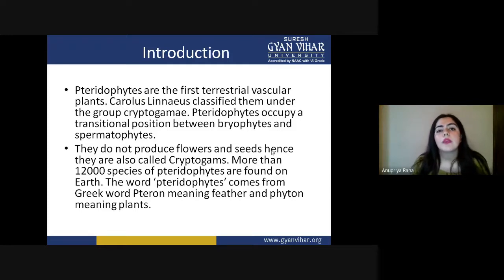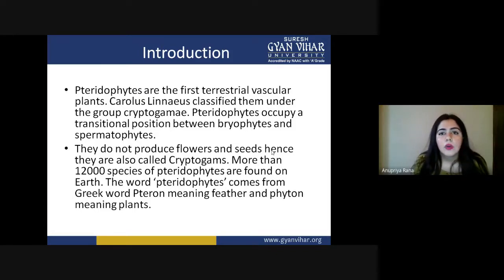Basically, when we see the classification of plants, we divide them into two major groups, the cryptogams and phanerogams. In the cryptogams, we put the plants which have a low tendency, or we can say they did not evolve as much as the phanerogams. The cryptogams do not have seeds. They do not have flowers. They do not have fruit.